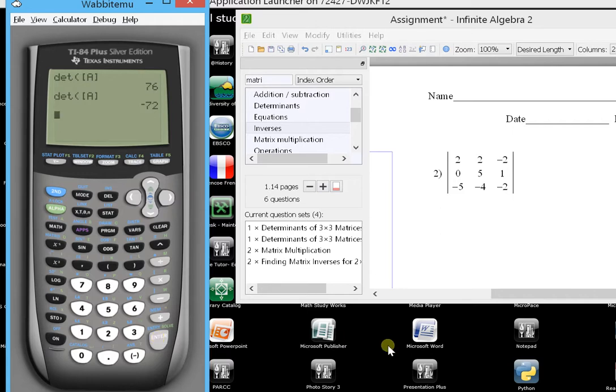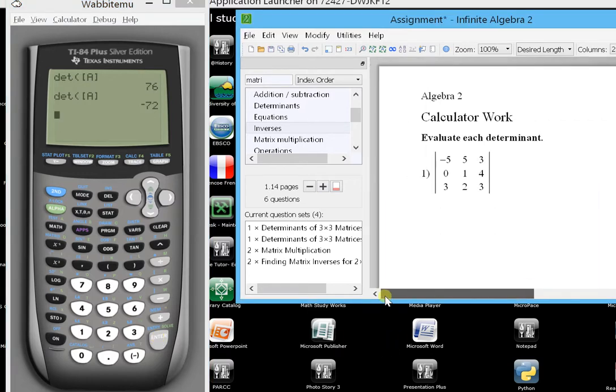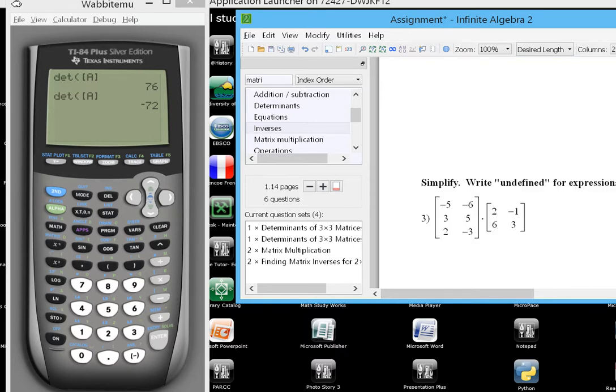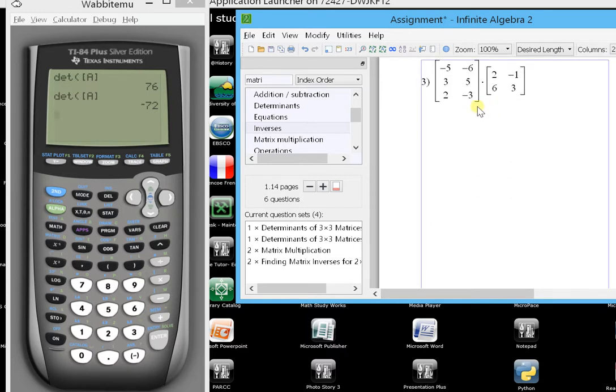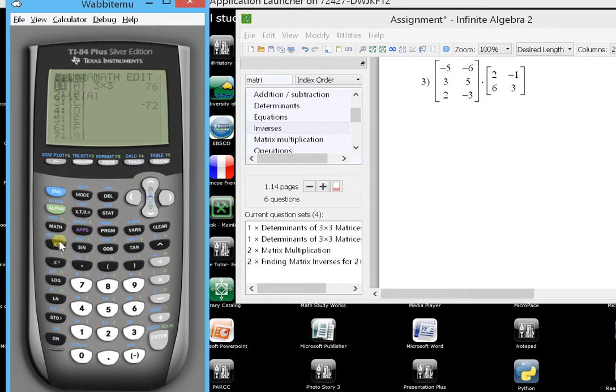Okay, next thing we're going to do, we're going to look at multiplying these matrices. So let's look at this question here. So we have 2 matrices here that we want to multiply together. Okay, I'll just enter one in at a time. So go second matrix. Enter the first one right here. Go over to edit. That has 3 rows, 2 columns.